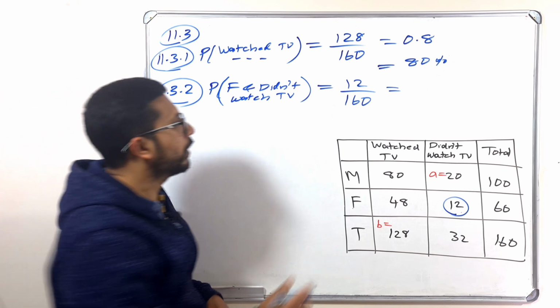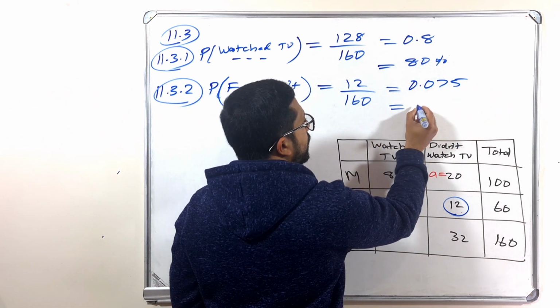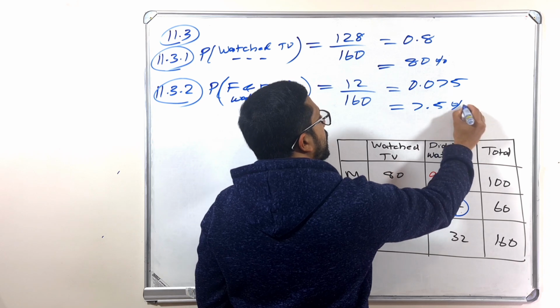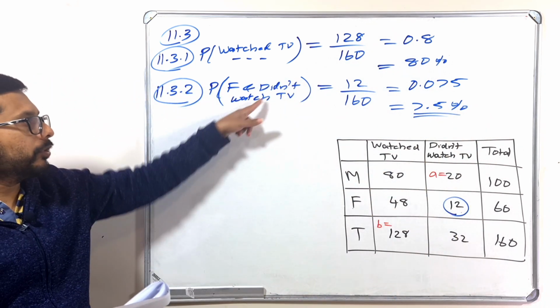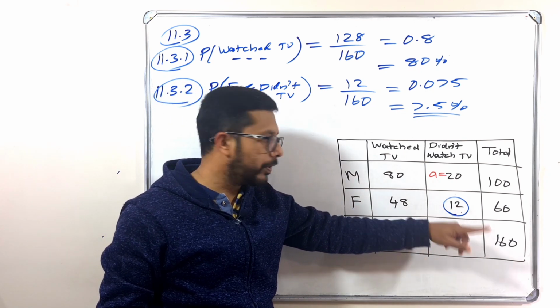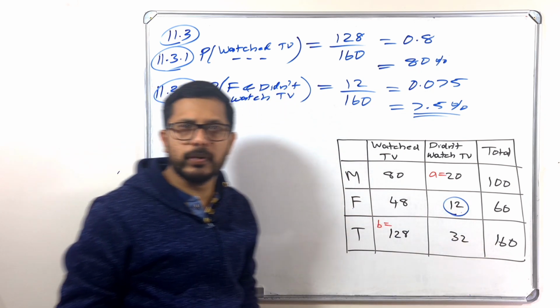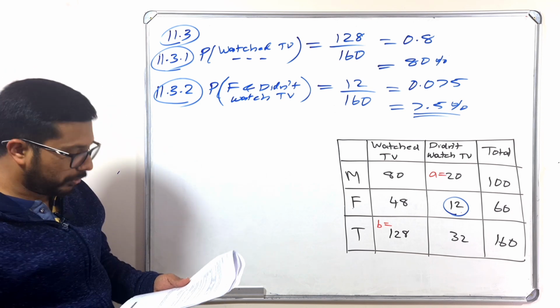0.075. That means 7.5%. So female did not watch TV means total how many? 12 people. So 12 divided by 160. It's very easy to find. Okay, so that is 11.3.2.